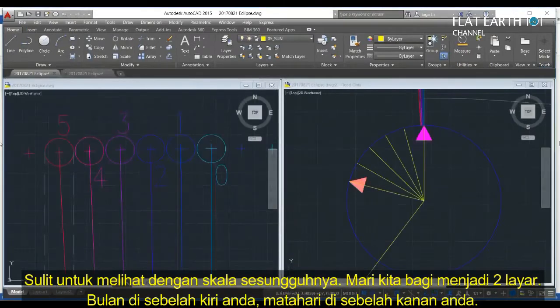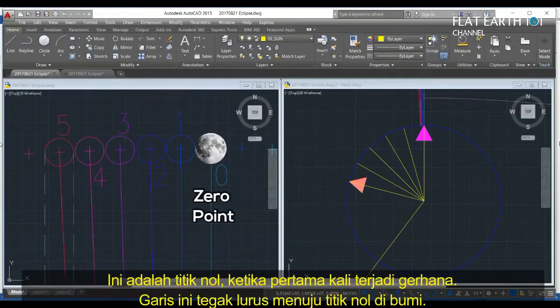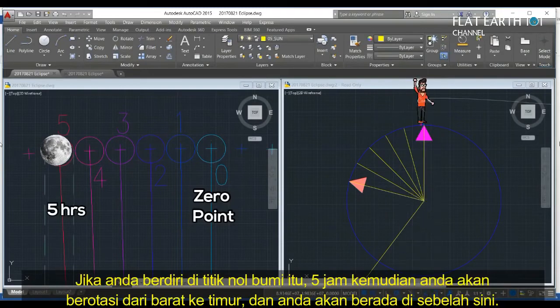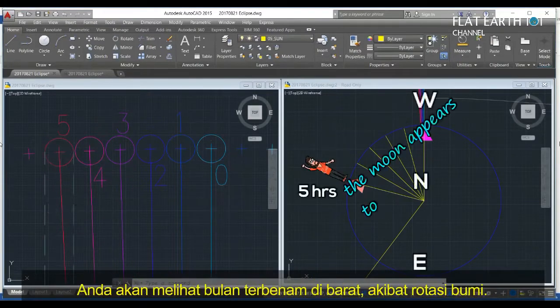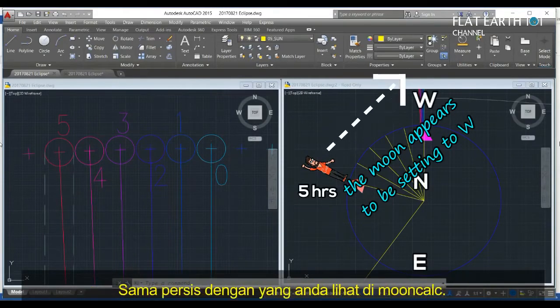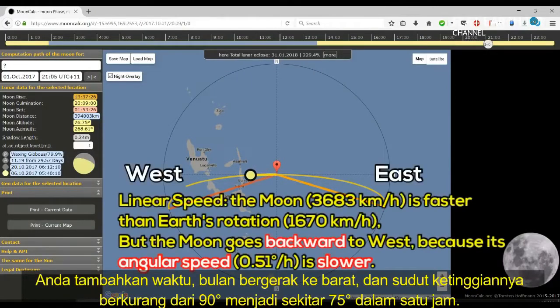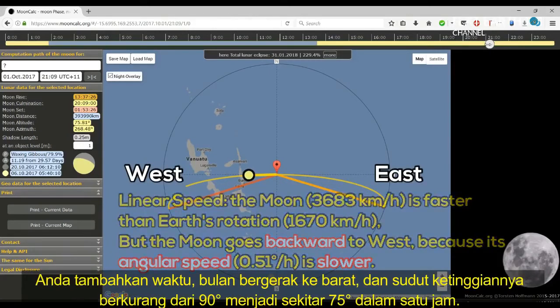Let's split it into 2 screens, the moon on your left side, the Earth on your right side. This is the 0 point when the first partial eclipse happened. The line goes to 0 point on Earth. In 5 hours, the moon will be over there. If you're standing on Earth over here, 5 hours later, you will rotate from west to east and you'll be over here. You will see the moon is setting to the west due to Earth's rotation. Exactly like you've seen at mooncalc, you add time, the moon goes to the west. And the elevation angle is subtracted from 90 degrees to around 75 degrees in 1 hour.